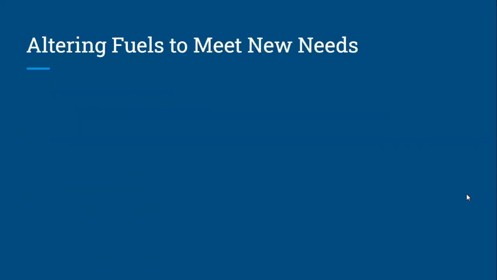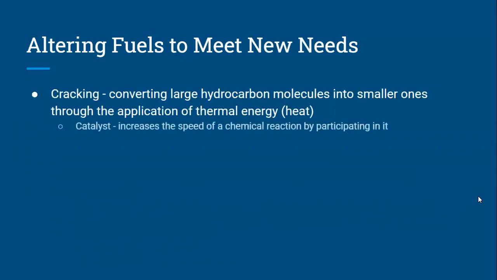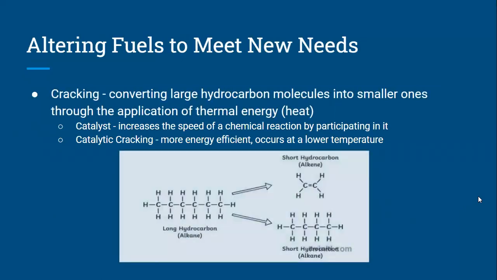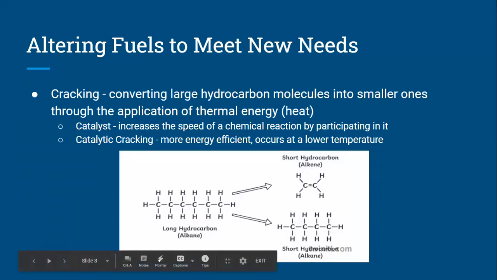We can alter fuels to meet our needs. One way is through cracking. We can take these really large hydrocarbon molecules and convert them into smaller ones by heating them up. We use catalytic cracking for this. A catalyst is something that increases the speed of reaction. It participates in the reaction, but doesn't get used. It just kind of hangs out on the side and says, hurry up, guys, hurry up, and it speeds up the process. Catalytic cracking is actually more energy efficient because it can occur at a lower temperature.